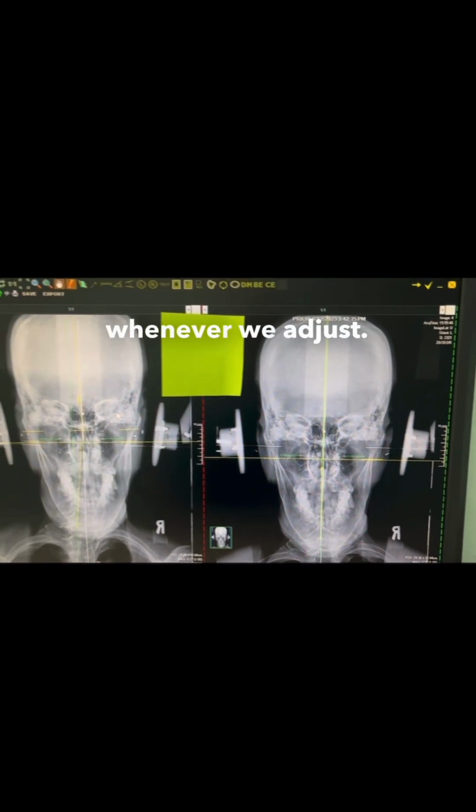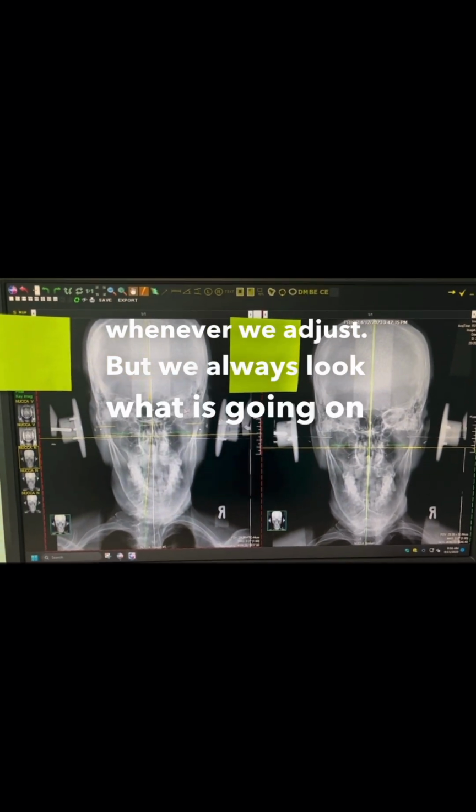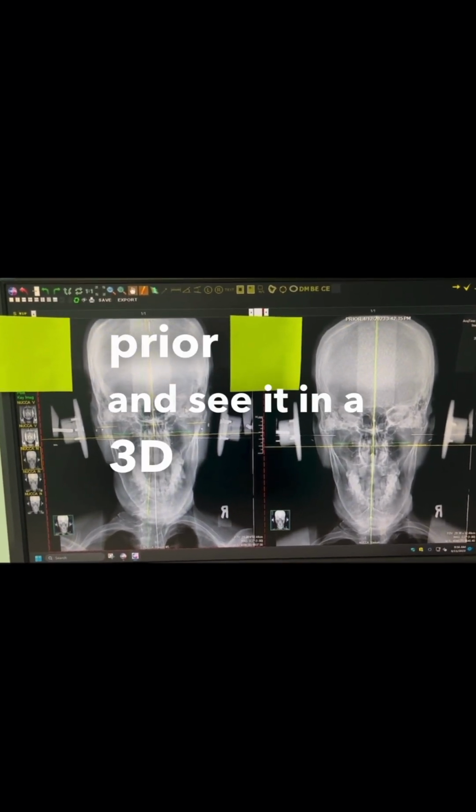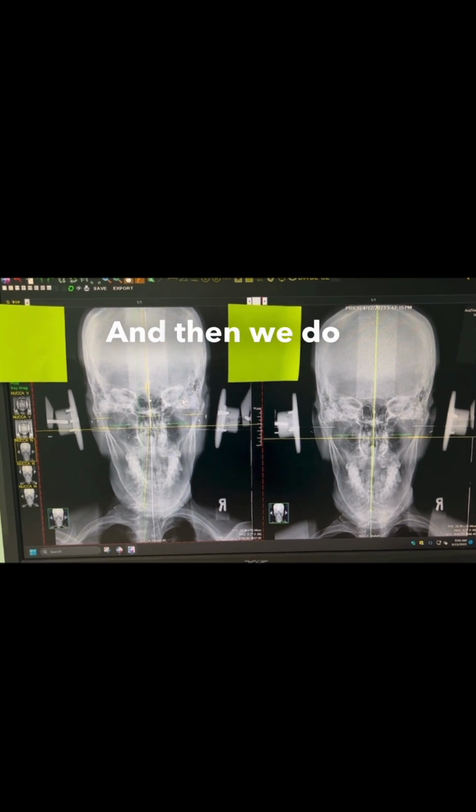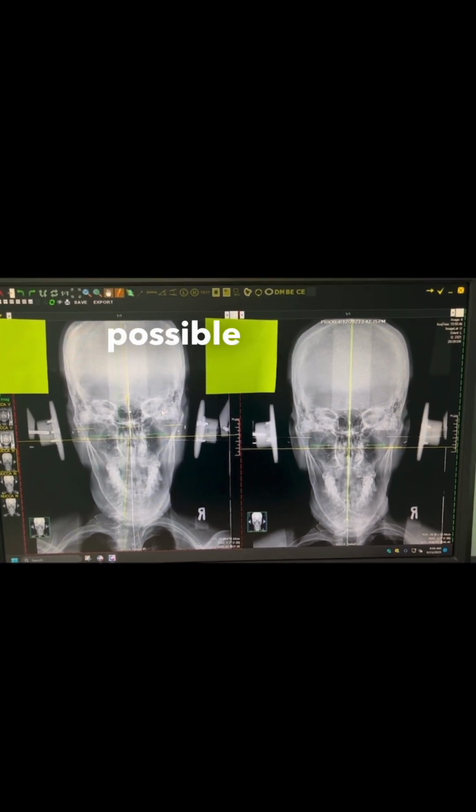And so this is, again, a very good correction, and this is what we want to achieve with every patient whenever we adjust. But we always look at what is going on prior and see it in a 3D image and calculate that adjustment, and then we do a post to make sure that we're getting the best correction possible for that individual.